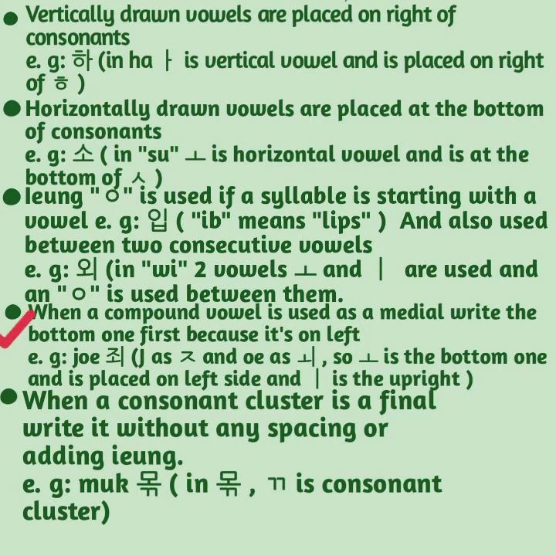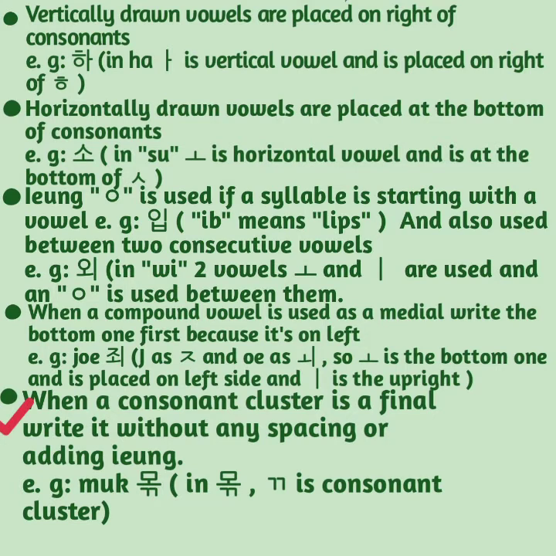So next one is when a compound vowel is used as a medial, write the bottom one first because it's on the left. जब भी कंपाउंड वॉल मीडियल के तौर पे यूज़ हो रहा हो तो बॉटम वन जो होगा, जो नीचे वाला होगा, उसको हम पहले लिखेंगे क्योंकि वो लेफ़्ट पर होगा. For example, in jwe, j as jiyot and we, it's written like this in Hangul. So u is the bottom one and is placed on the left side, and e is the upright.